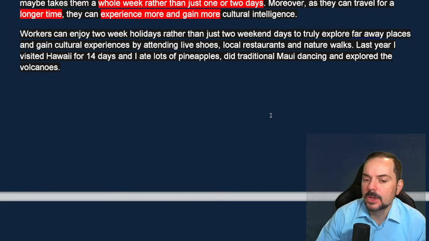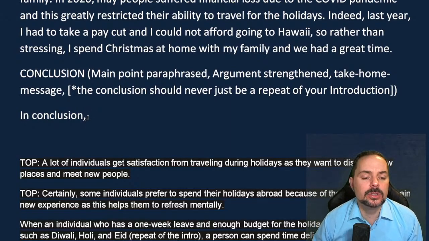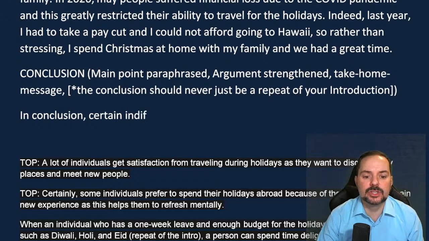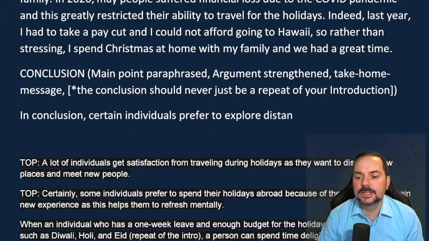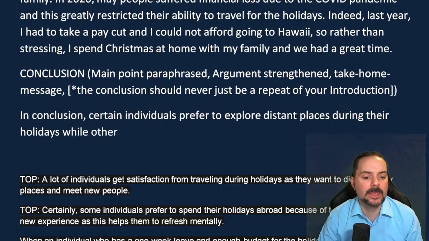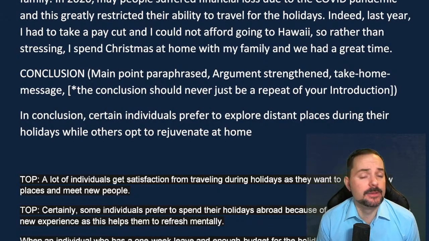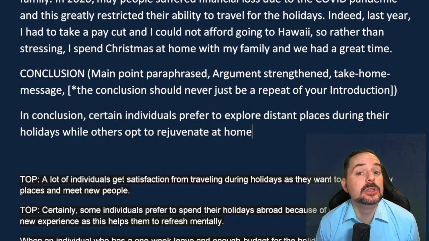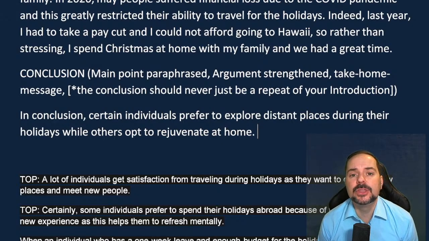Okay, students, so let's do this conclusion. So my main points restated. So in conclusion, certain individuals prefer to explore distant places during their holidays, while others opt to rejuvenate at home. Rejuvenate means to relax and to recharge your batteries. If you want to use that idiom, opt to recharge their batteries, that would be good here as well. So here I'm just paraphrasing my key points, the main points of my thesis statement.